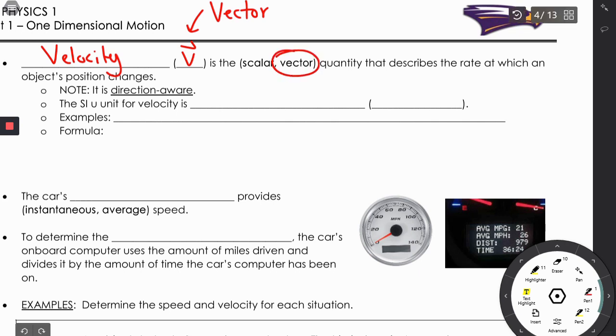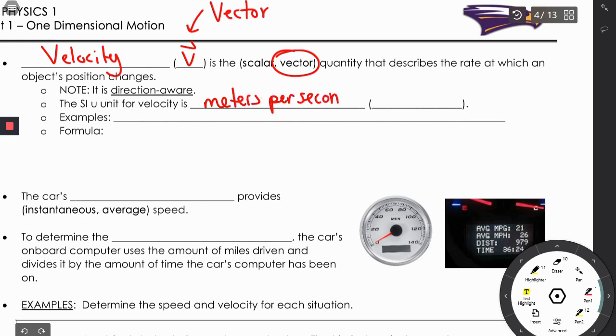Right, so it is a vector quantity. It describes the rate at which an object's position changes. It's direction aware, which means you have to include those directions, the plus, minus, the angle, you draw an arrow, you've got north, south, east, west. But because it does answer the question of how fast, it is also measured in meters per second.